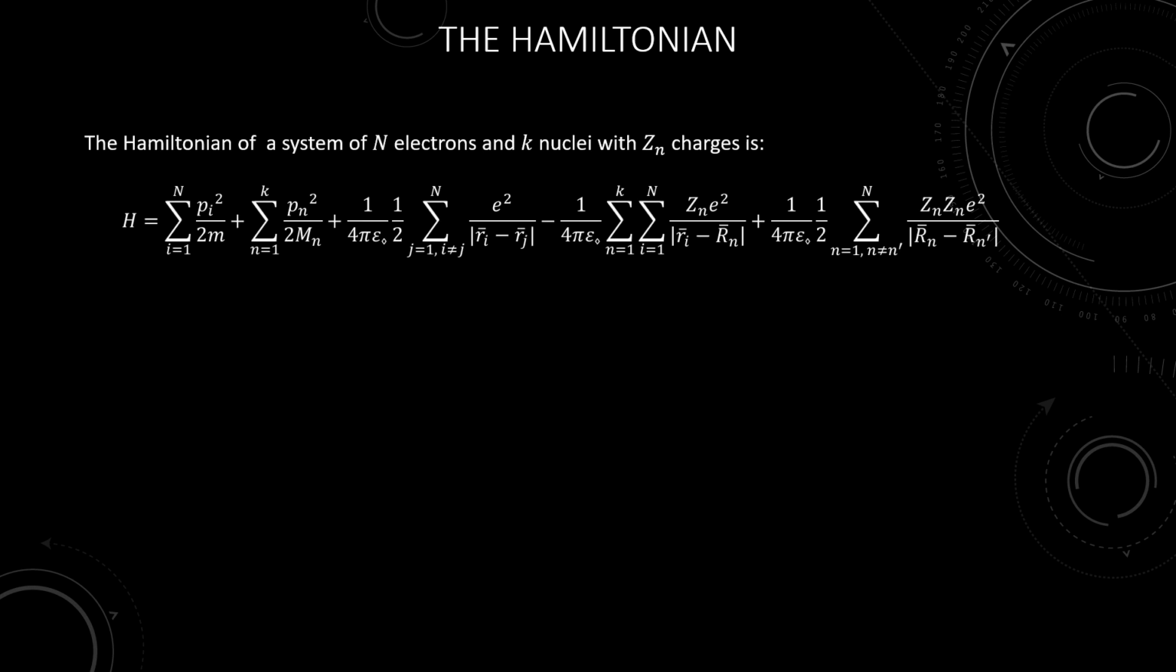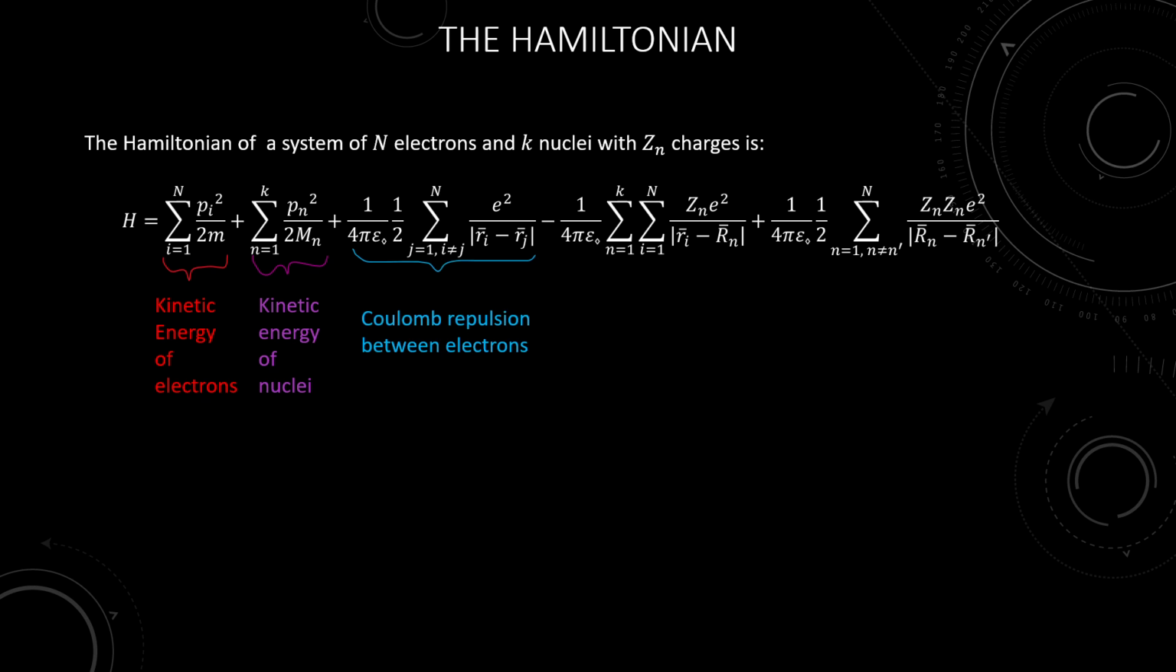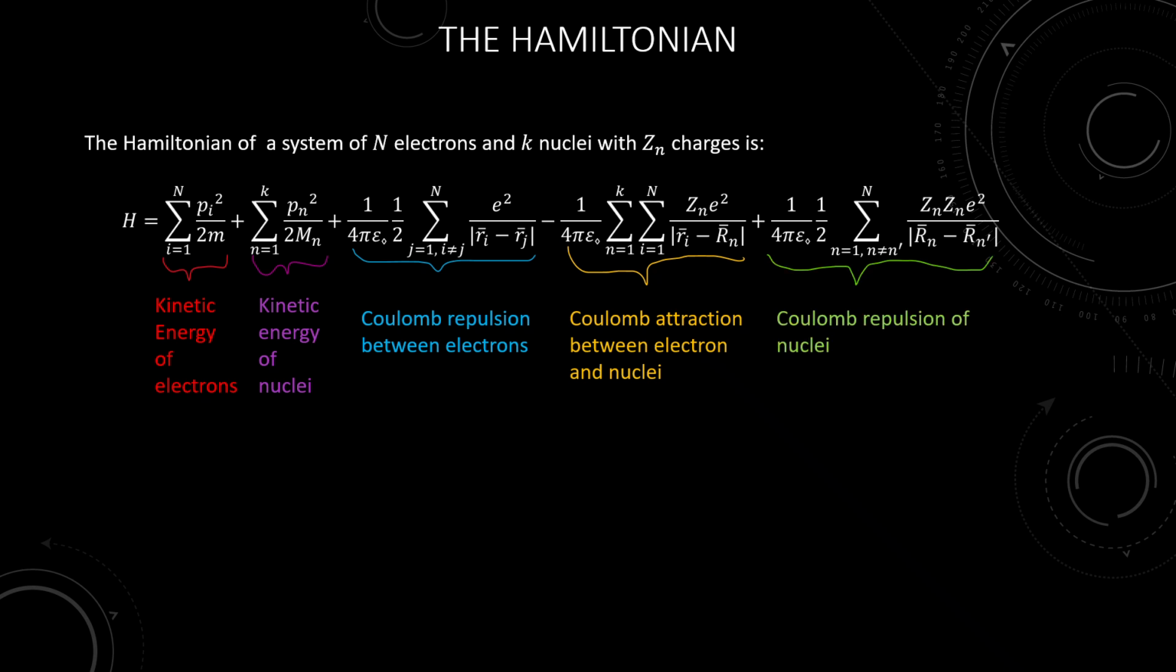To begin with, we are going to be discussing the Hamiltonian and how this looks. The Hamiltonian of a system of n electrons and k nuclei with Zn charges is given by the following equation, where the first term is the kinetic energy of the electrons, the second term is the kinetic energy of the nuclei, the third term is the Coulomb repulsion between the electrons, the fourth term is the Coulomb attraction between the electrons and the nuclei, and finally the last term is the Coulomb interaction, in other words the Coulomb repulsion between the nuclei themselves.